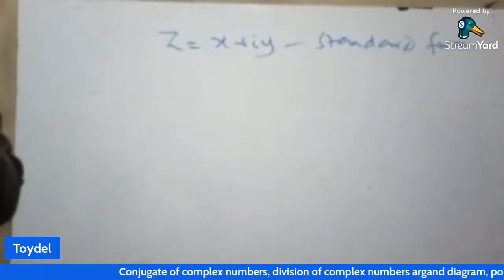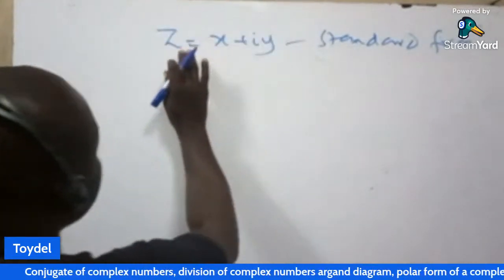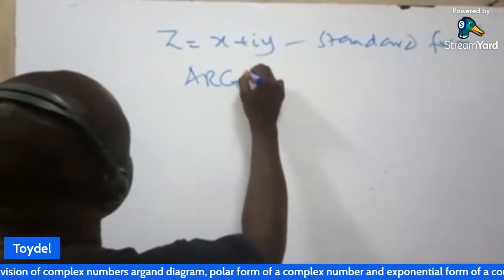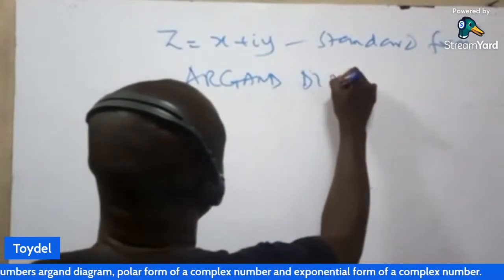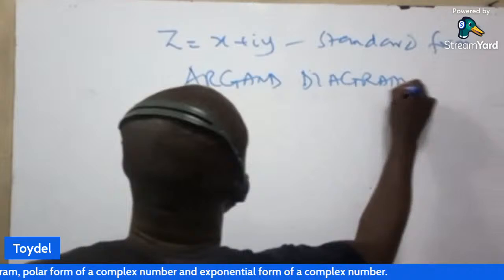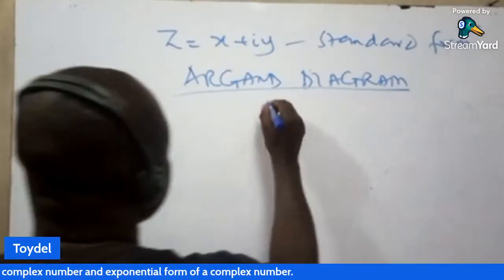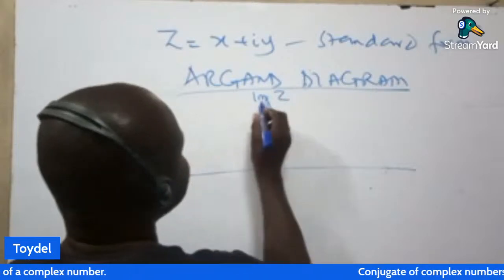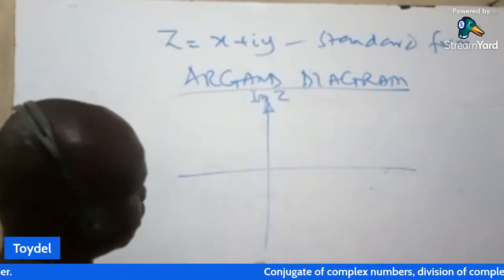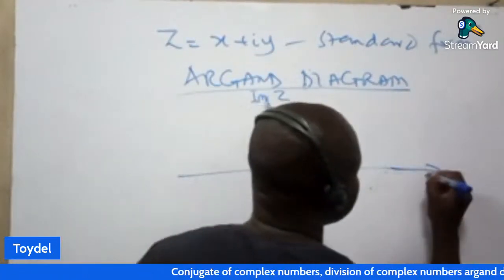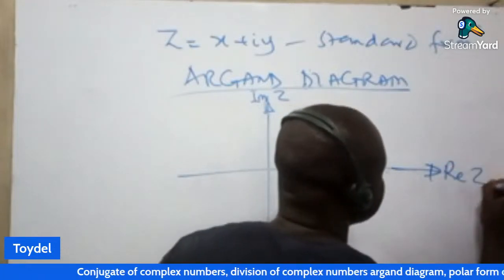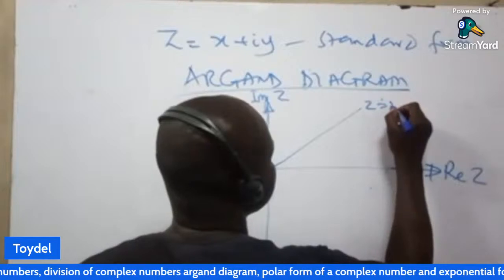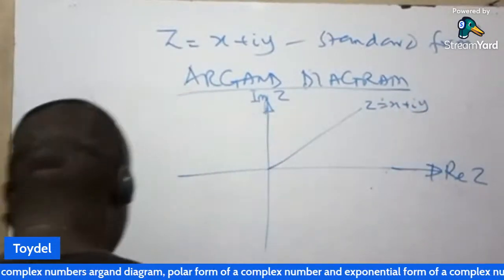So what do we do? If we want to move from standard form to polar form, then we use what is called the Argand diagram. Under the Argand diagram, the vertical will represent the imaginary part, while the horizontal will represent the real part of z. Then we have z equal to x + iy. That's what we are going to get.